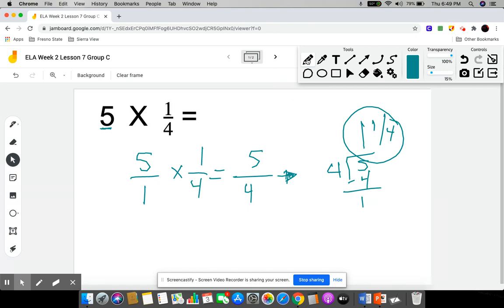Now, on to the second problem. Let's go into that second problem.